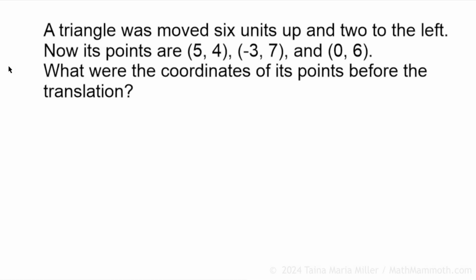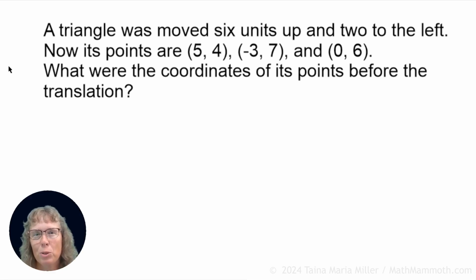A triangle was moved 6 units up and 2 to the left. Now its points are at (5, 4), (-3, 7), and (0, 6). What were the coordinates of its points before the translation? We can now solve this problem without using a grid.